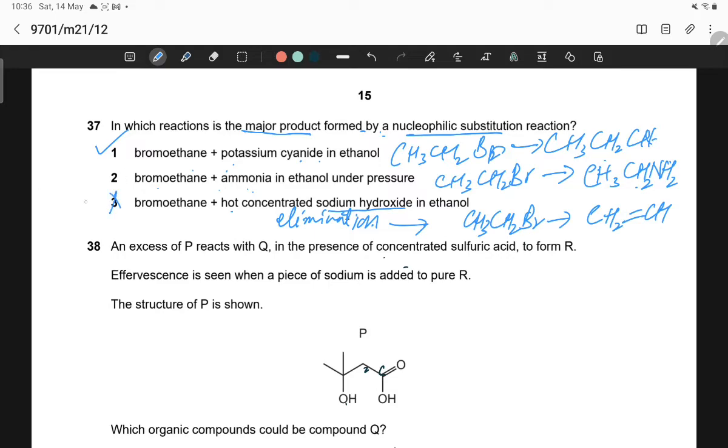So this is incorrect. One and two are correct. The option is B.